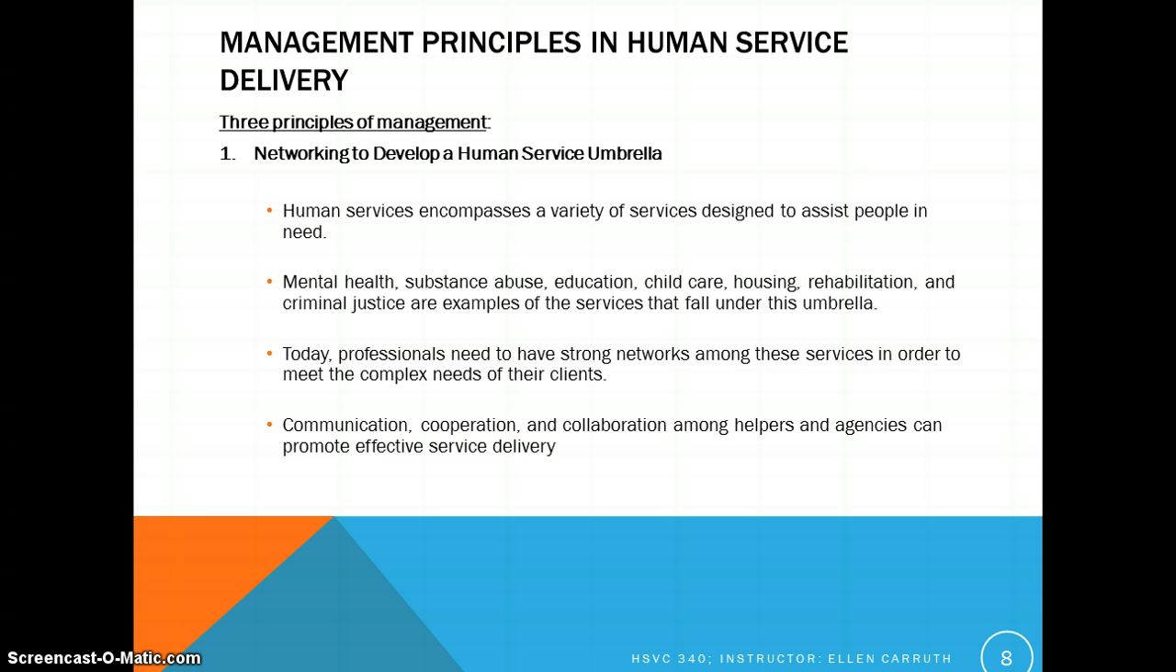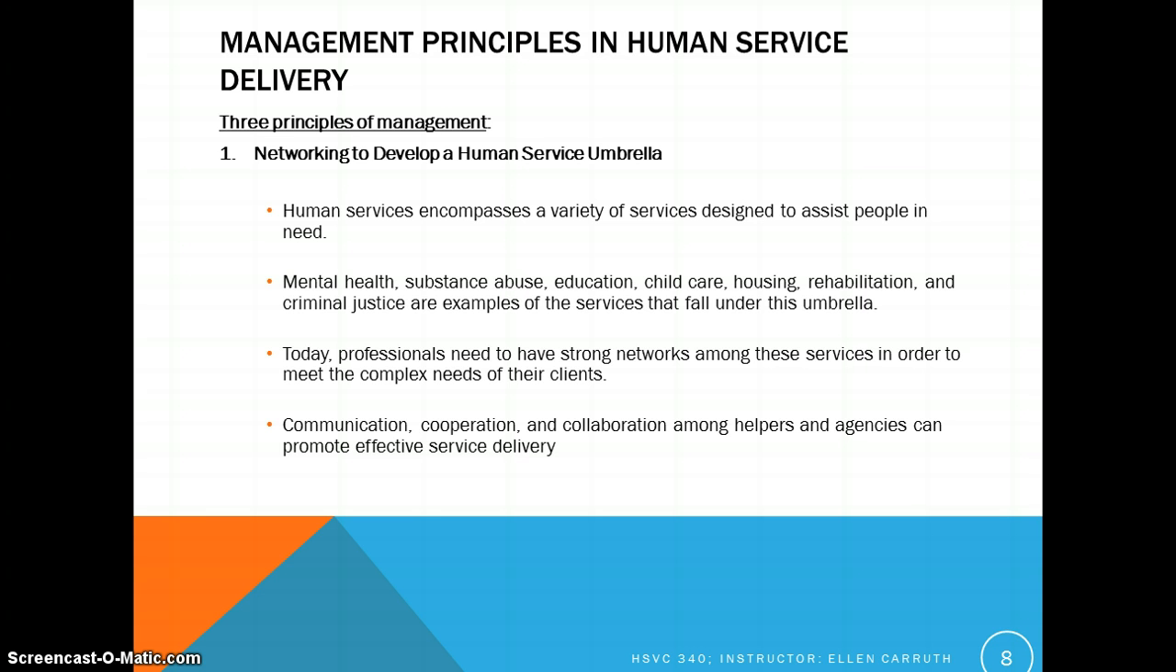There are three overriding principles of management in human service delivery, according to Woodside and McClam. First, in addition to developing healthy relationships with your clients, the effective human service professional is connected to other professionals through networking. Each client that you encounter will have multiple needs. Sometimes these needs might require that you enlist help from other professionals who have special training in different disciplines.